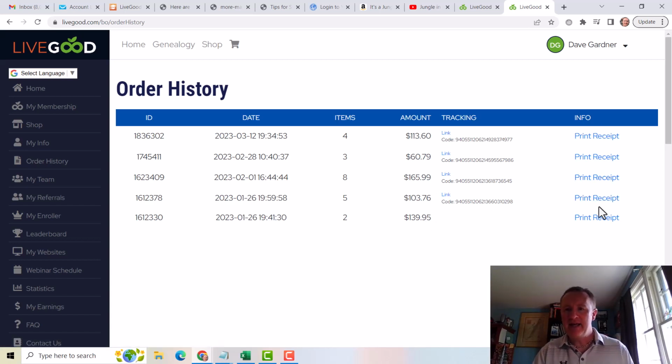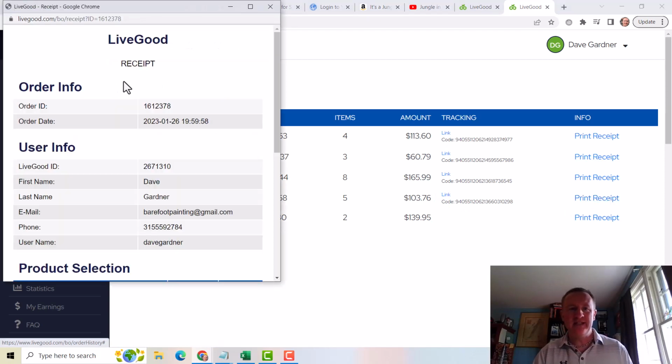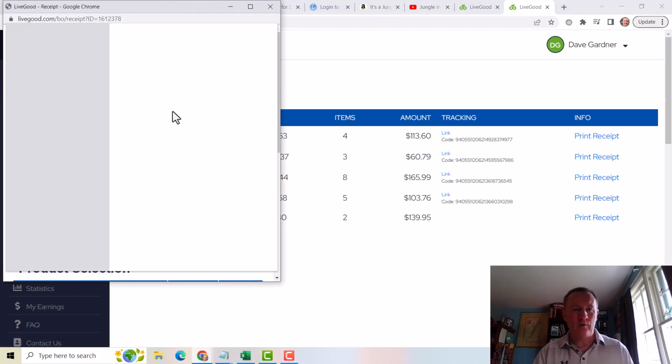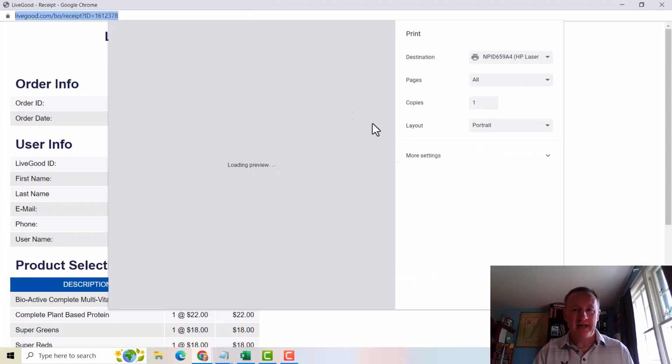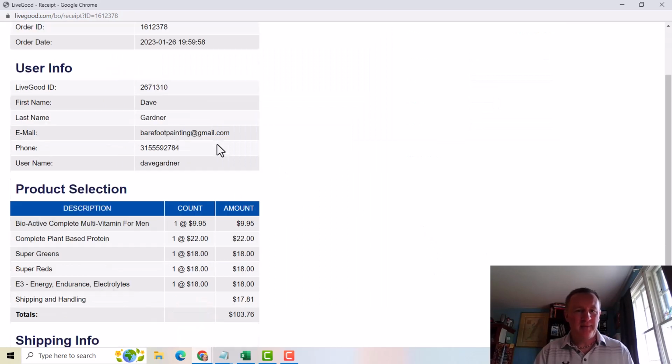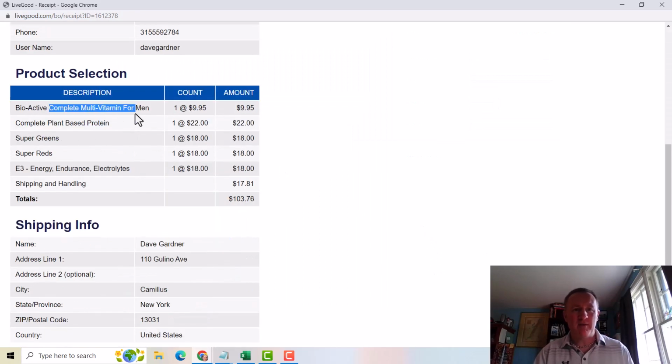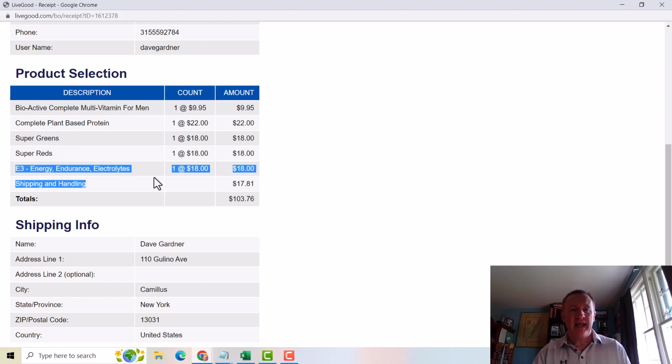You get tracking. And so, for example, if we look at the print receipt, we can see what I ordered here. I don't want to print, I just want to look at it. And so look, I got the multivitamins, the plant-based proteins, the super greens, the super reds, and an energy boost. And then we had shipping obviously involved. Now notice the prices: $9.95 for the vitamins, $22 for protein, $18 for super greens, energy, and super reds.